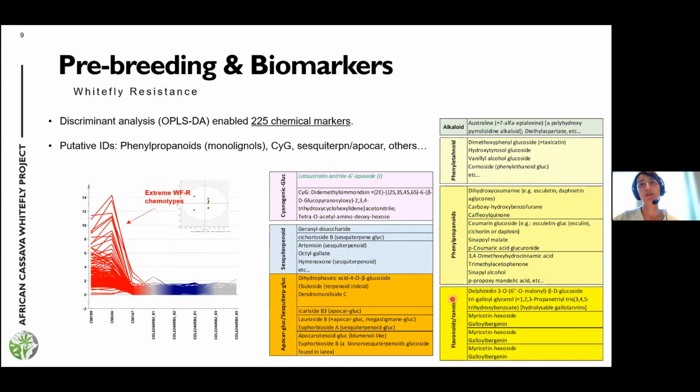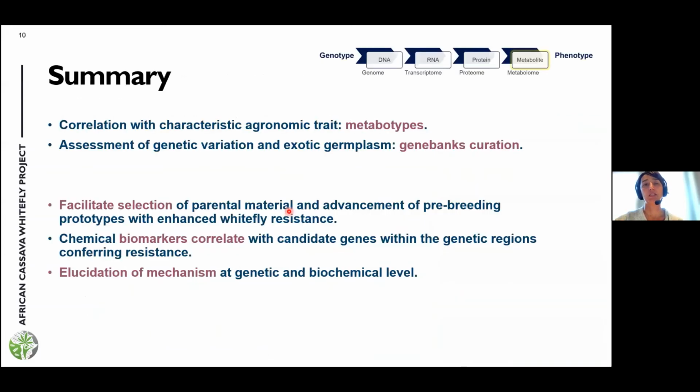We can see flavonoids and phenylpropanoids linked with the monolignol biosynthesis as previously found, but we also found a number of terpenoid compounds, probably belonging to the sesquiterpenoid or apocarotenoid families, and a number of cyanogenic glycosides also involved in the resistance.